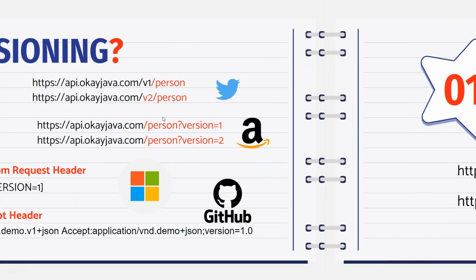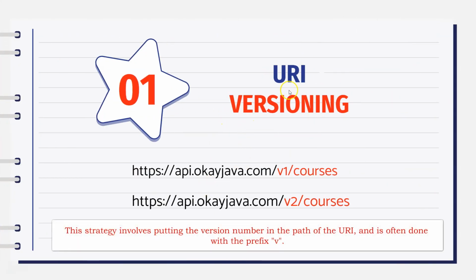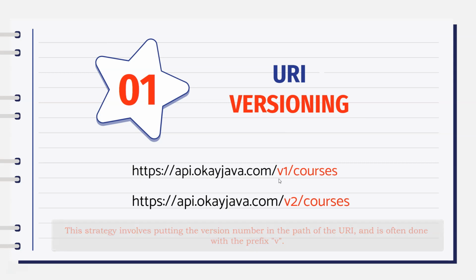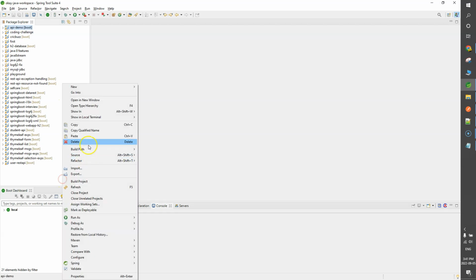Alright guys. So let's first talk about URI versioning. As you can see, this is the easiest approach to create a new version of the existing API. Alright guys, it's time for the code. So I'm going to start STS. Okay guys, so let's go and create a new project here.